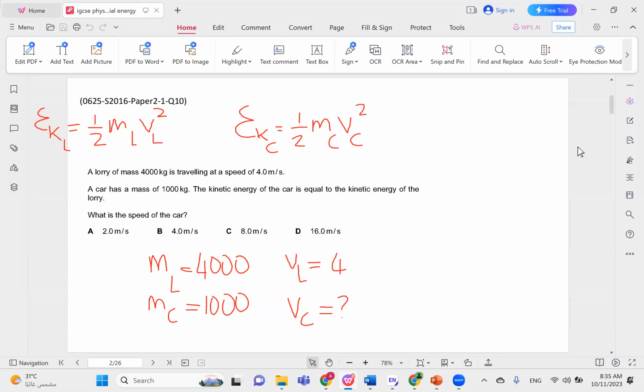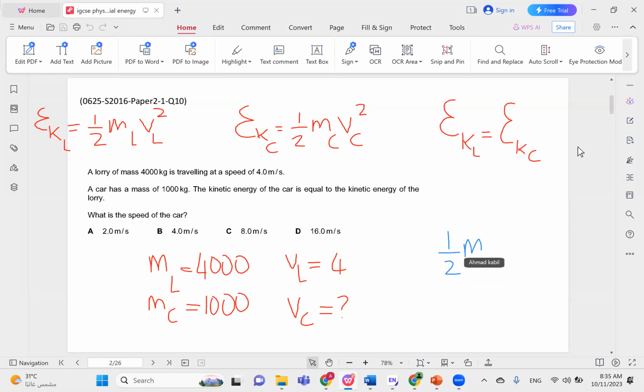We are given that these two quantities are equal. We are given that the kinetic energy of the lorry is equal to the kinetic energy of the car, and we are required to find VC. So you can either figure out the value of the kinetic energy of the lorry first, and then substitute it into the second equation. But mathematically, it's easier and faster just to write the two equations side by side.